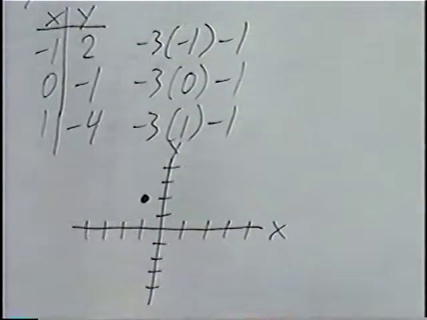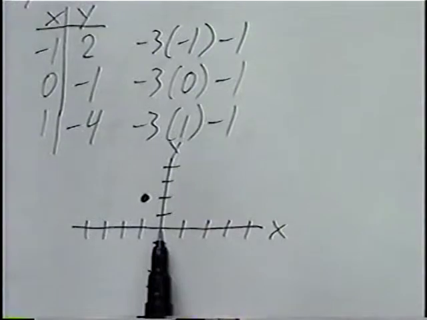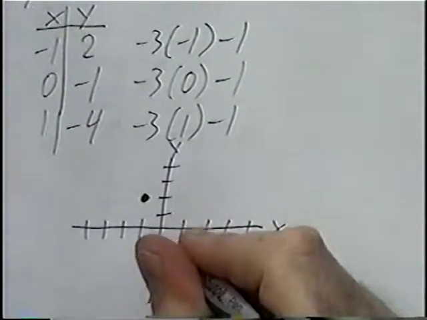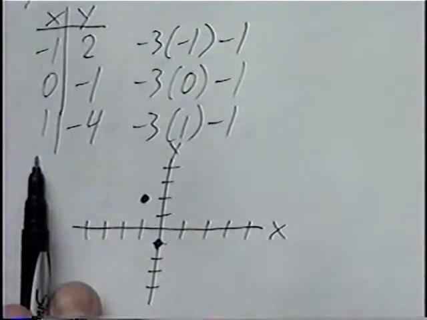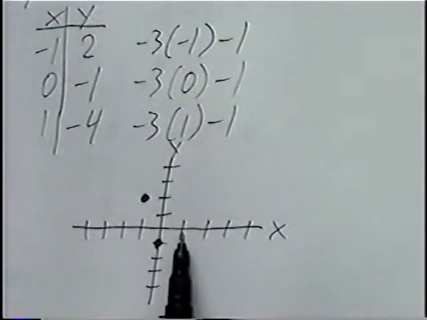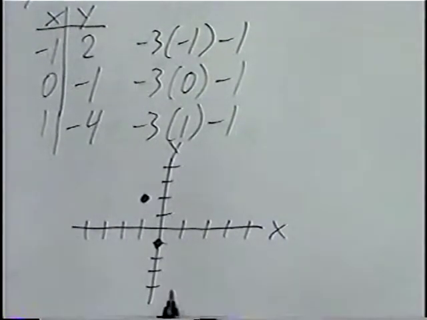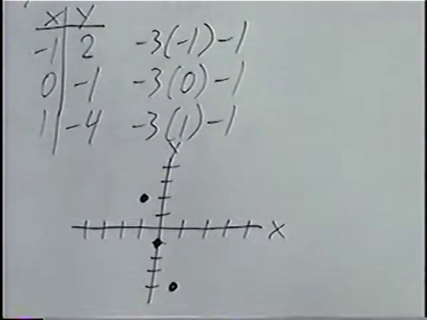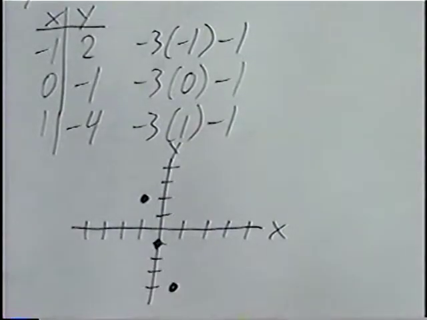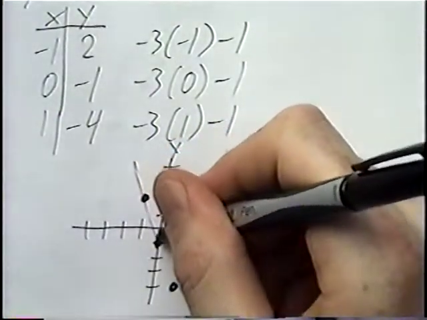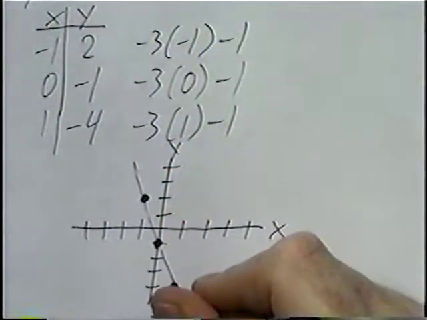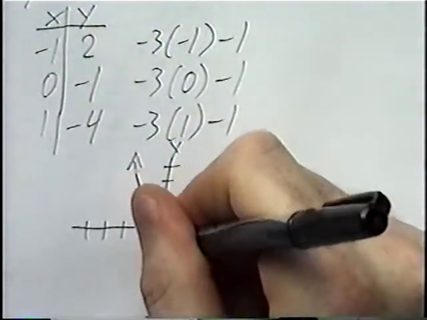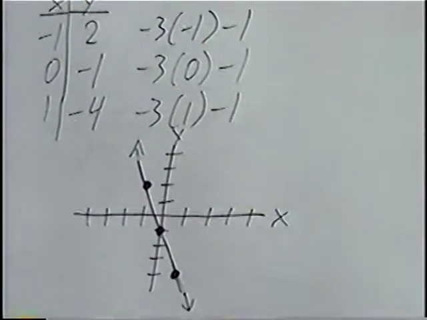Second point, 0, -1. 0 is in the middle of the graph. -1 would be one spot down. And last point, 1, -4. +1 for x, and -4 would be 4 spots down. And again, all 3 points should line up in a straight line. If they don't, you have to go back, double check your numbers, double check your graphing. But as long as they line up in a straight line, this would be the graph for the question.